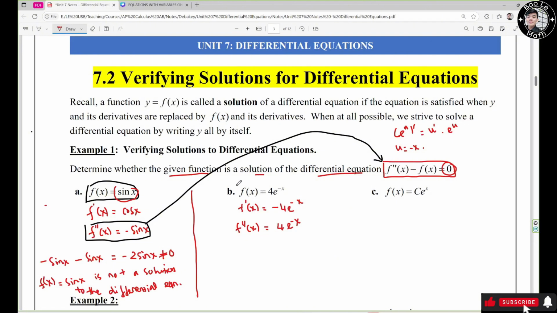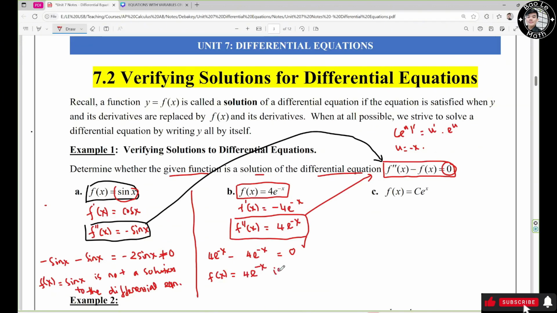Now you're going to substitute f of s and f double prime of s into this equation. So you have 4 times e to the negative s minus 4 times e to the negative s equals 0. So you're going to say that f of s equals 4 e to the negative s is a solution to the differential equation. Differential equation, I just write DE. On the ABC, you need to write this one down, okay?